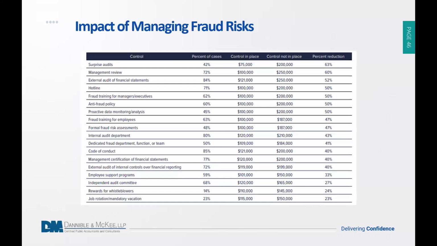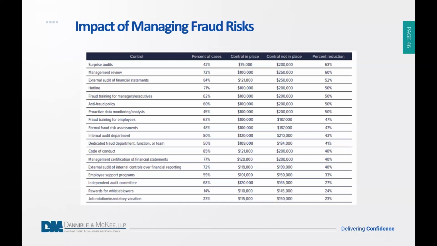And here's a chart that I think shows very well the impact of managing the fraud risks. Your surprise audits: with the controls in place, $75,000 is the average loss in 42% of the cases. With the controls not in place, it's a $200,000 average loss. So here's what I was talking about earlier. The companies that don't have these types of controls or training in place experience losses almost twice as much in almost all of these cases.